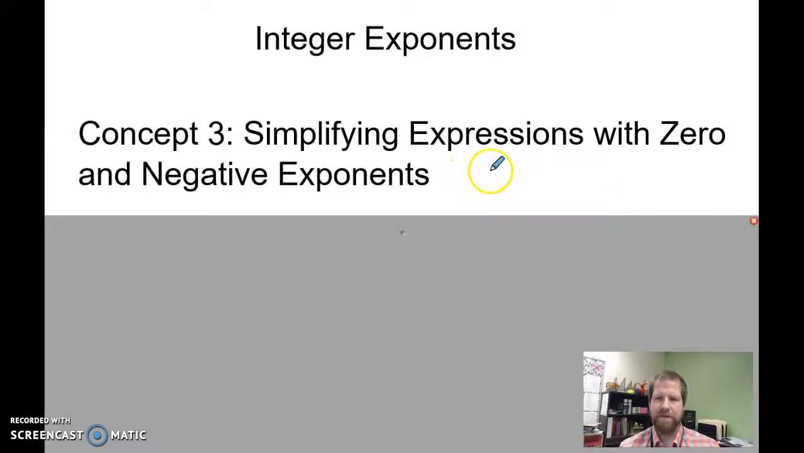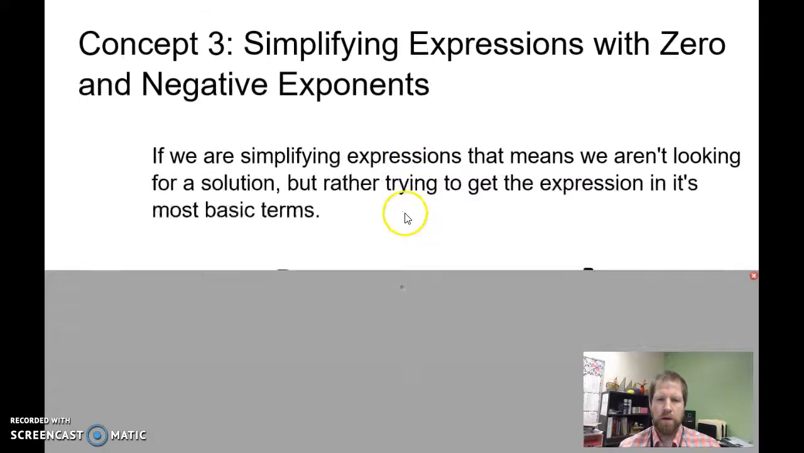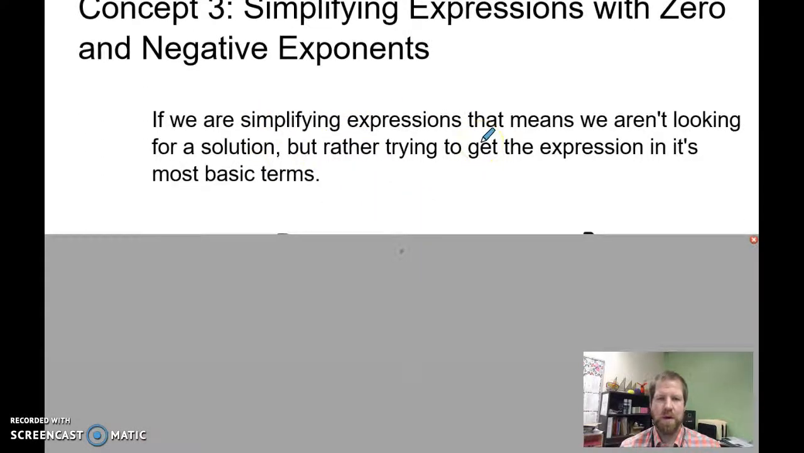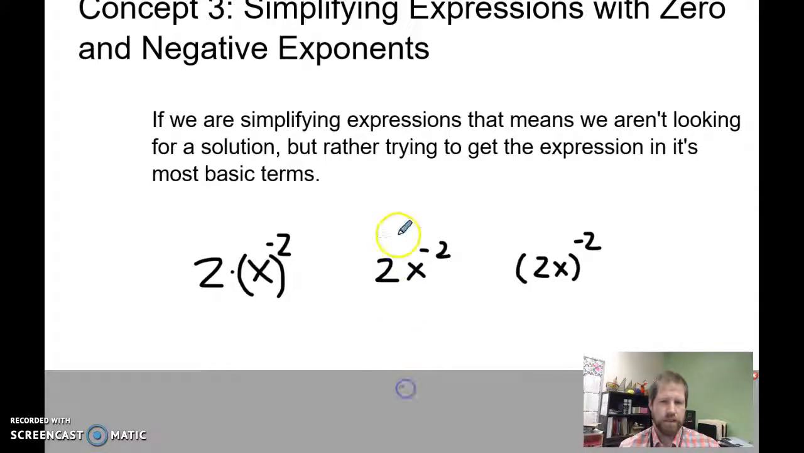Concept 3, simplifying expressions with zero and negative exponents. So when we're simplifying expressions, we're not looking for a solution. We're not looking for a number to be our end result. We're just trying to get it in its most basic terms.